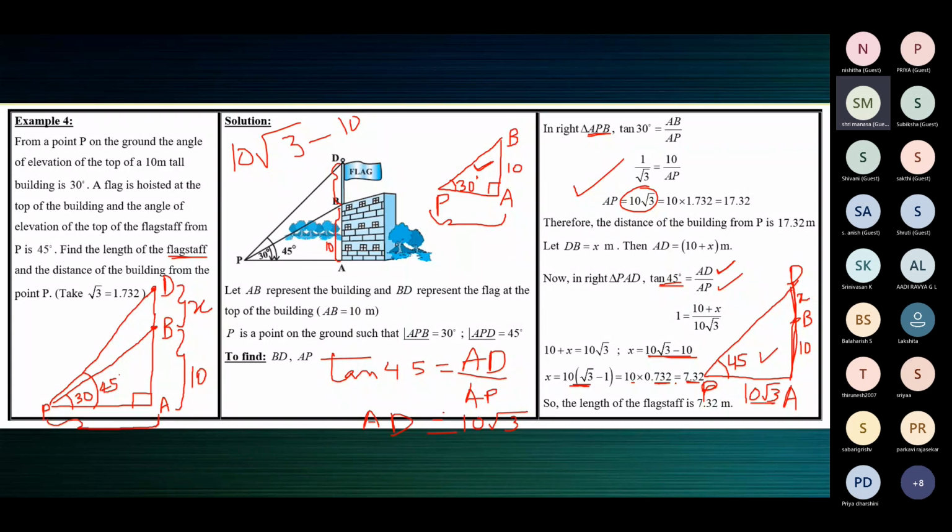Children, is it clear? Thank you, Shakti and Nishita, for your questions. Anything else, children? Clear, ma'am. No, ma'am.